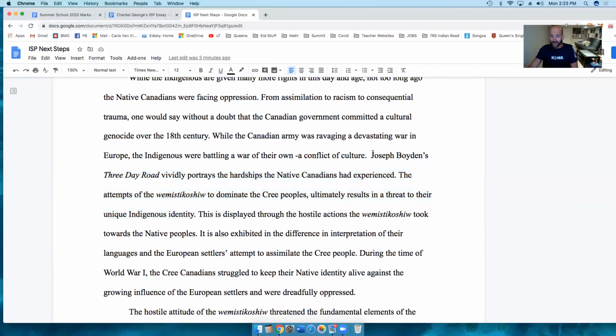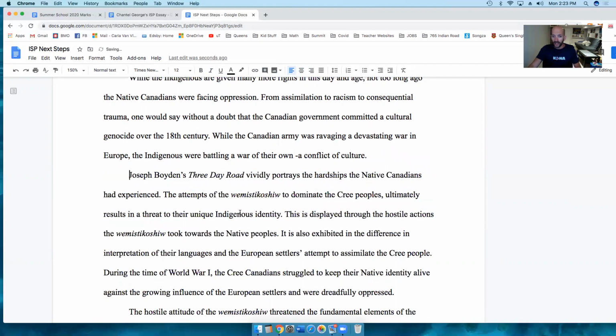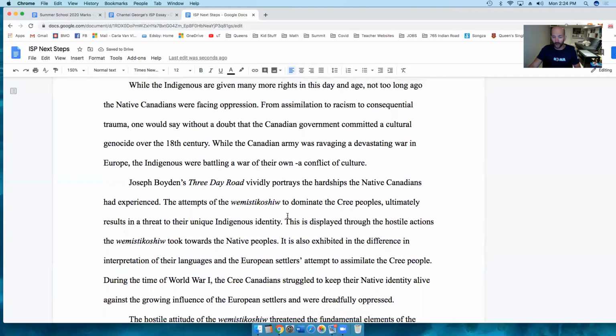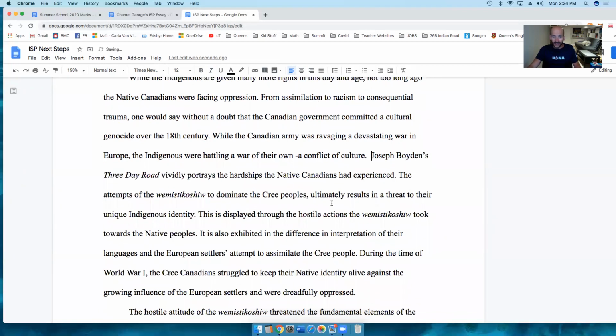Somebody asked, if the introduction is long, can we have a paragraph break before that? No problem. It makes a lot of sense if your hook is a little bit longer. The next thing that you do is you outline your body paragraphs. Body 1 is going to be about hostile actions. You can see that here. Body 2 is about interpretation of language. And body 3 is about assimilation attempts. So we outline all 3 of our body paragraphs. For many of you, it takes 3 sentences. That's great. And then you end with a thesis statement.